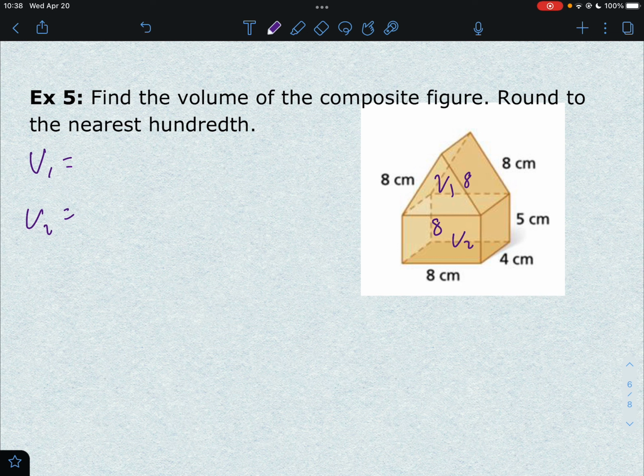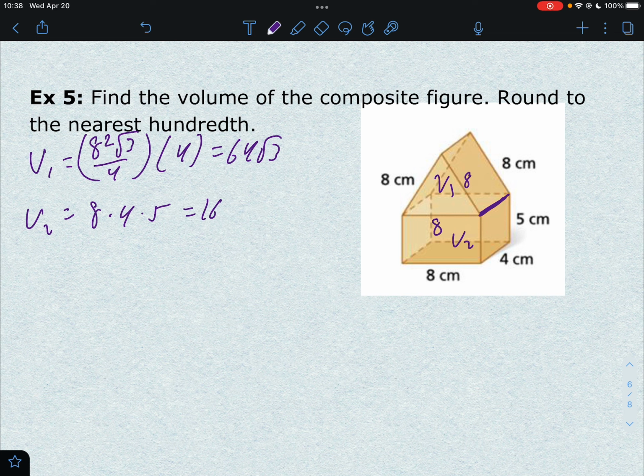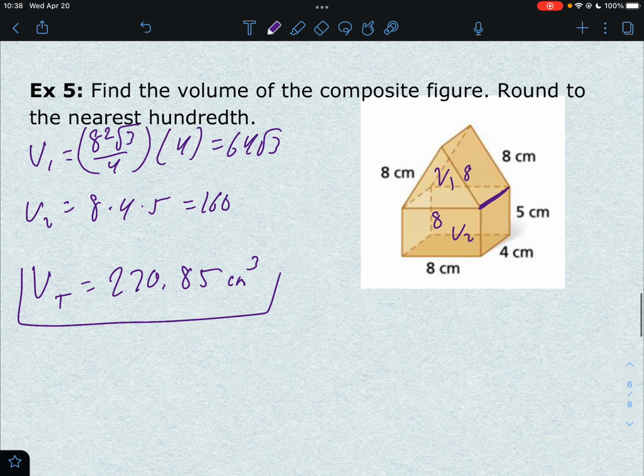So for V1, the area of the base is going to be side squared root 3 over 4 times the height of the figure. The height would be 4 because that connects the bases together. So this is going to be 64 root 3, which we could type into our calculator in a minute. And then for V2, it's going to be 8 times 4 times 5, which is 160. So our total answer is going to be 64 root 3 plus 160. And if we type all that into our calculator, we get 270.85 cubic centimeters.